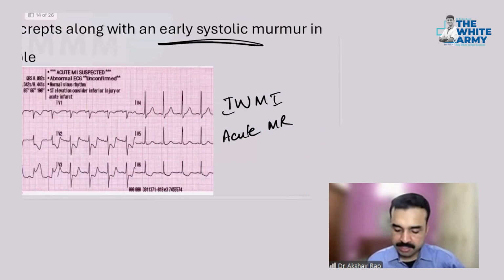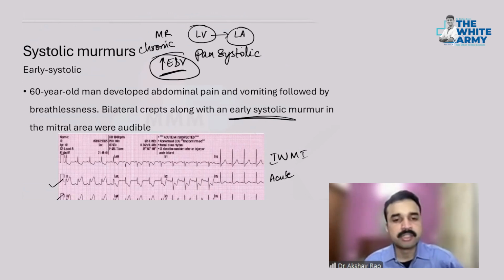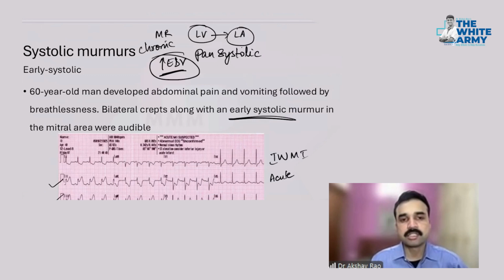In acute mitral regurgitation, there is no time for compensation. There is no time to dilate. There is no time to increase end diastolic volume. Therefore, the left ventricular pressure will equalize with the left atrium very early. That's why the murmur is only early systolic. So remember, an early systolic murmur is heard in MR if it is an acute MR. Chronic MR is pan-systolic. Acute MR is early systolic.